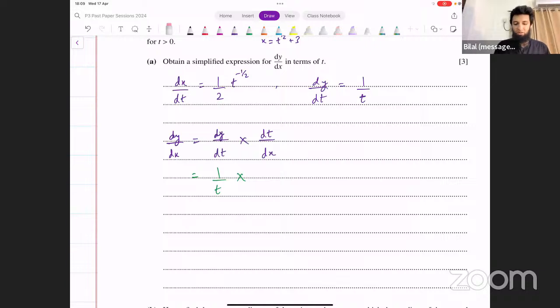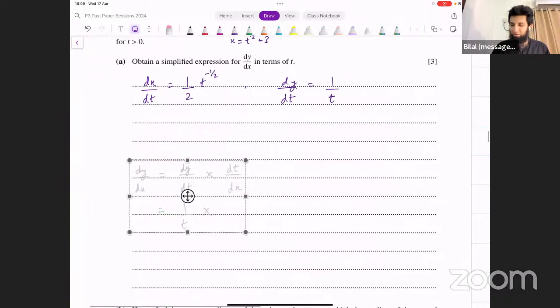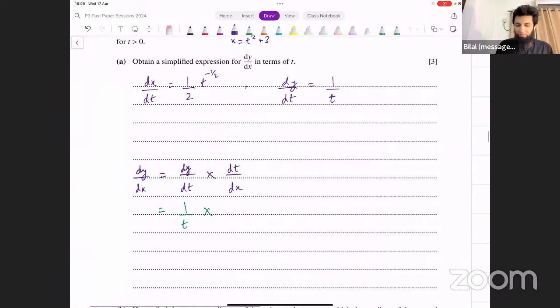Just switch the numerator and denominator. It might become easier to think of it like this, that you first write it in this form. Make the power positive by taking it to the denominator. Dx over dt is 1 over 2 t raised to power 1 over 2. And now when you take reciprocal of this to make it dt over dx, what would that be? This just goes to the numerator, and that becomes 2t raised to power 1 over 2.